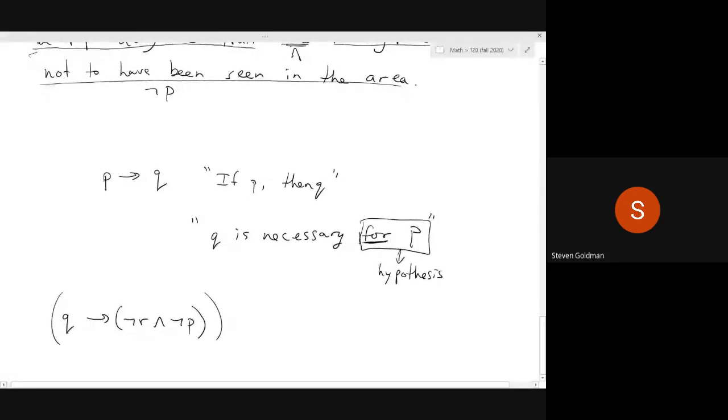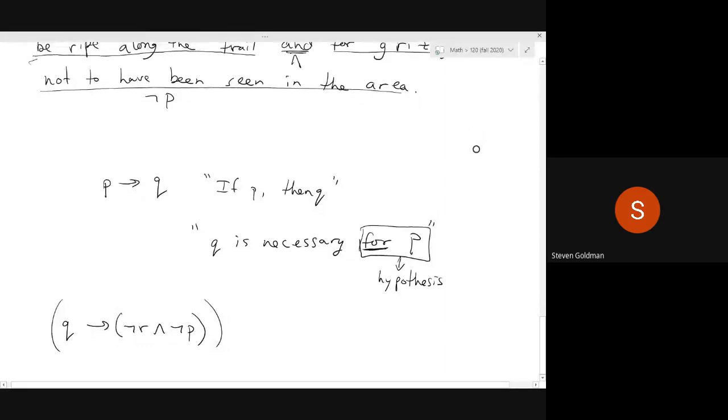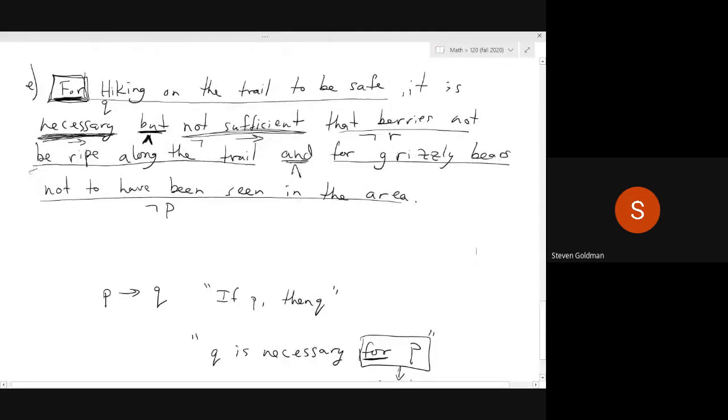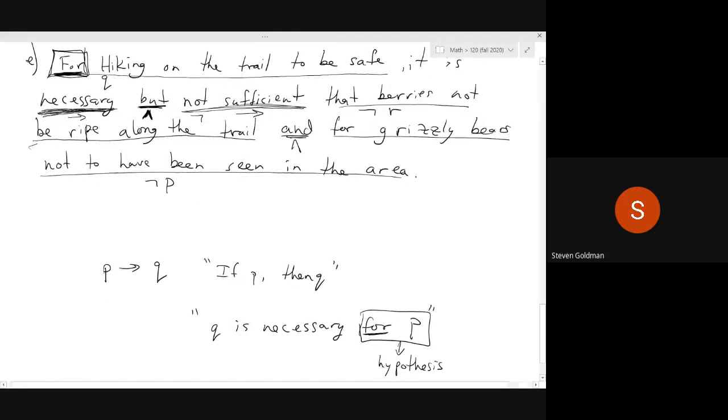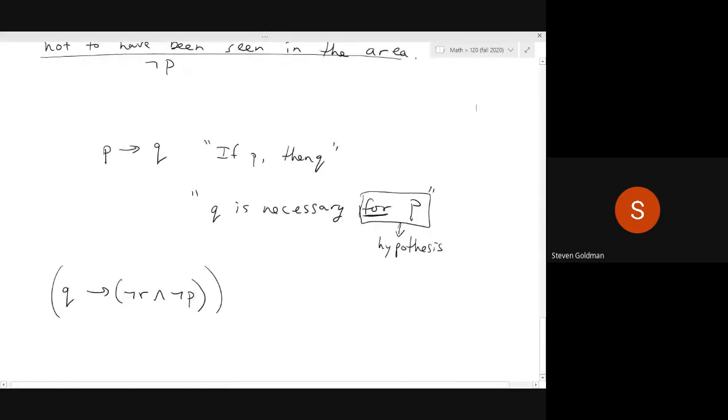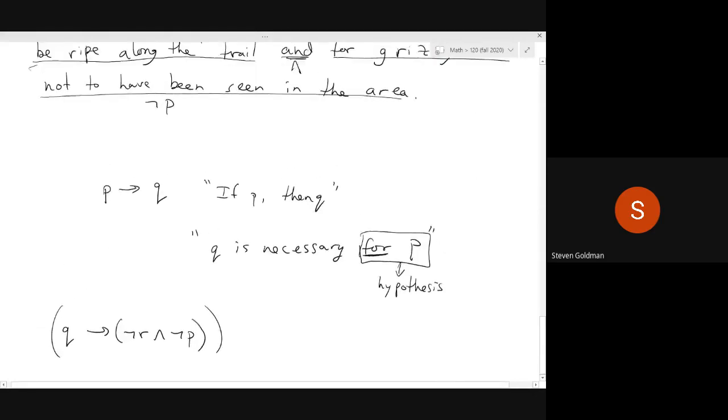That's the necessary part of the statement. So for hiking on the trail to be safe, it is necessary that berries not be ripe along the trail and for grizzly bears not to have been seen in the area. All right. Let's move on to the next part.